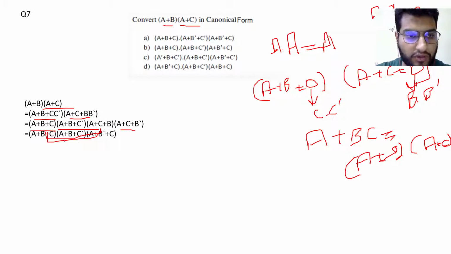So this will be our canonical form: a plus b plus c plus a plus b plus c complement plus a plus b complement plus c. I think this is option B. So option B will be your correct answer.